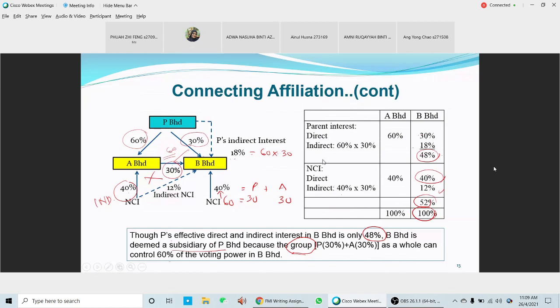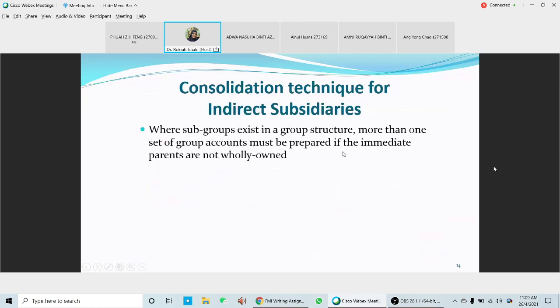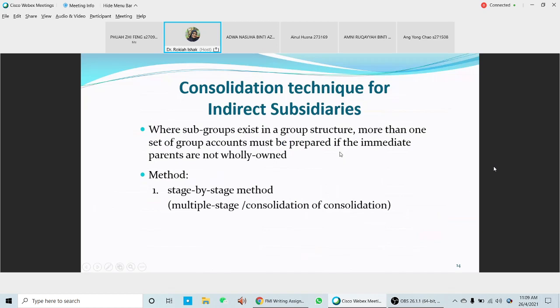Okay. Any questions that you have for this one? Make sure that you know how to calculate this one. It's very important to calculate this one. Okay, we try to look at the methods, the consolidation techniques. We have many. Okay, so we still have time, yeah?